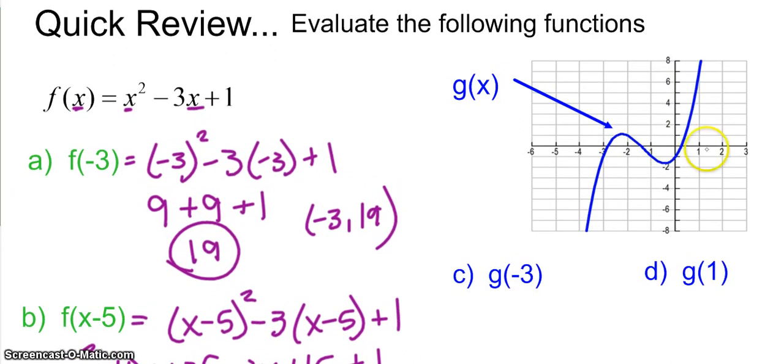Over here we have a graph g of x. This is asking for g of negative 3. So when I put in negative 3, what do I get back out? I get back out negative 1. When I put in 1, what do I get back? Looks to be about 6. Just a little reminder for how to deal with functions.